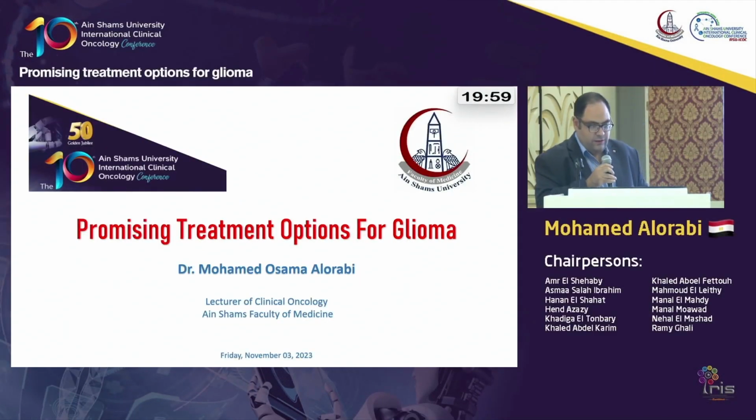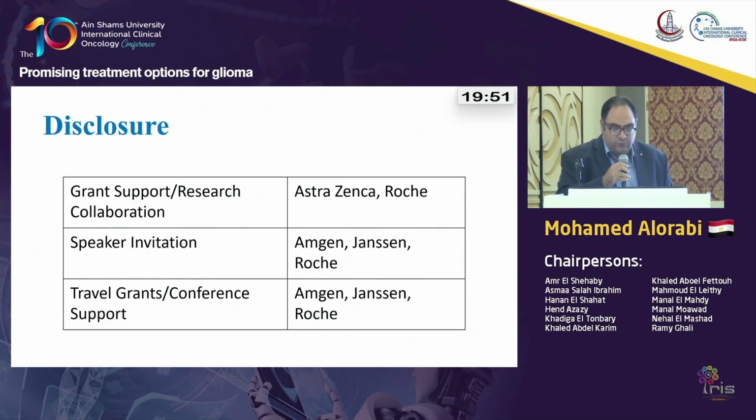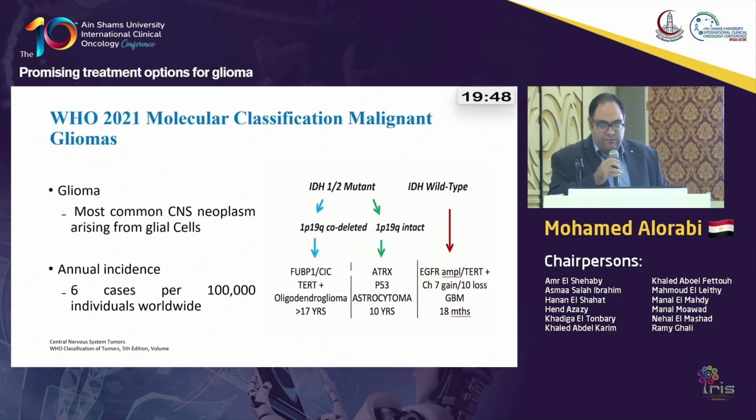Today, we are going to discuss the current and promising treatment options for patients with glioma. As previously illustrated by Professor Dr. Dina, we know that today diffuse glioma can be classified according to the IDH mutation. For IDH wild type, we consider it a glioblastoma. For IDH mutant glioma, we should test for 1p19q deletion. So we have astrocytoma and oligodendroglioma.